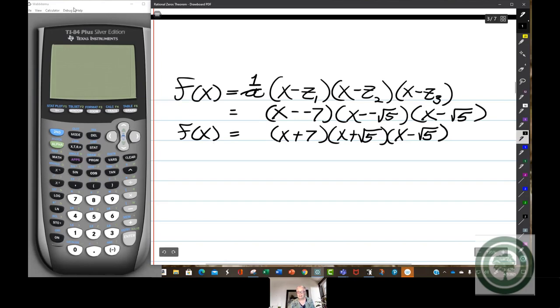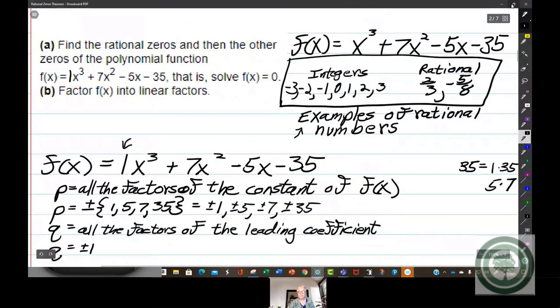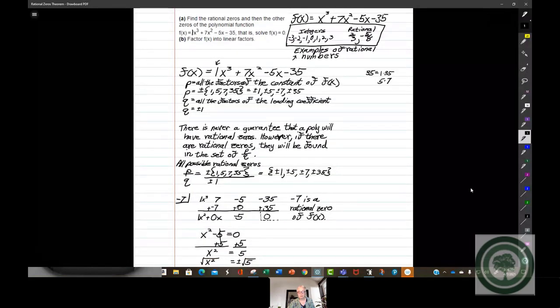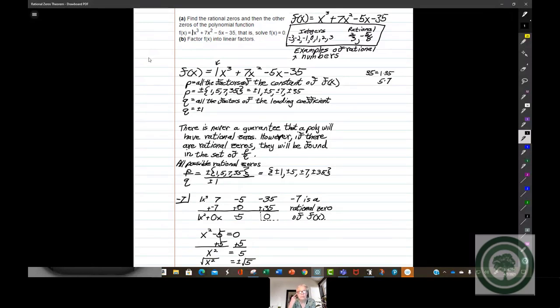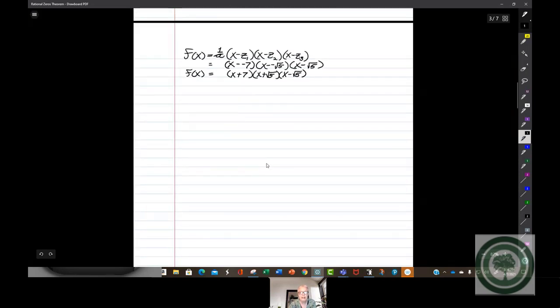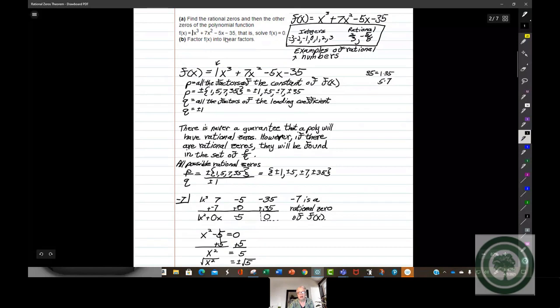Ta-da! And that is the entire problem. So let me make this bigger, and then let me make it smaller so you can get an overview. What you're asked to do with these problems is find the rational zeros and then the other zeros of a polynomial function. That's what f of x equals zero means. It means you're finding the zeros. Then you use those zeros to factorize the polynomial. And if you were to multiply these three factors together, you would get x to the third plus 7x squared minus 5x minus 35.